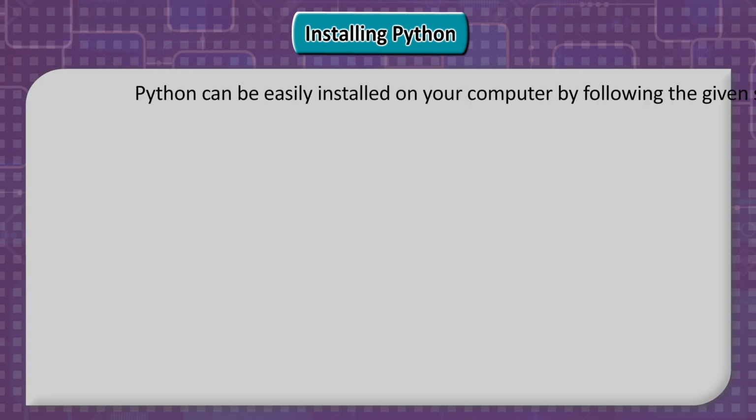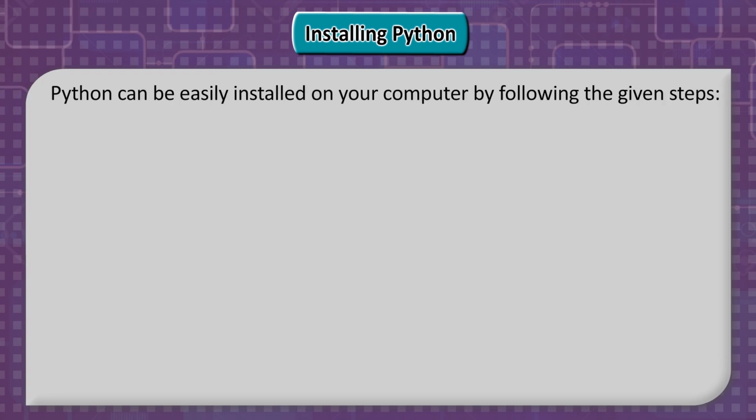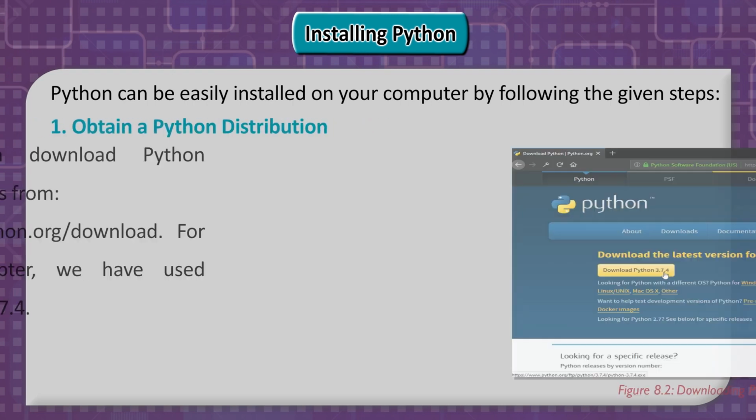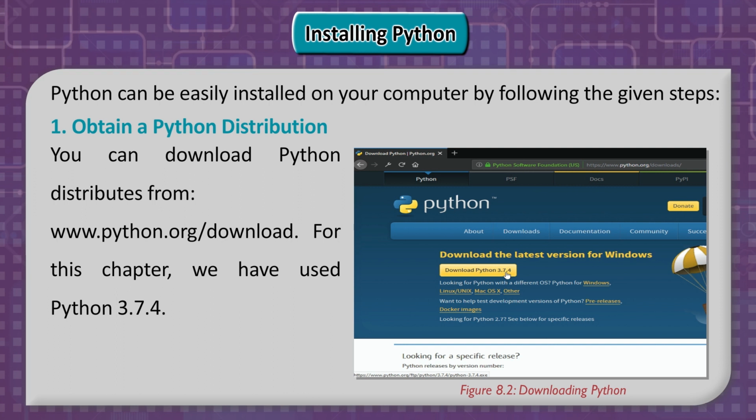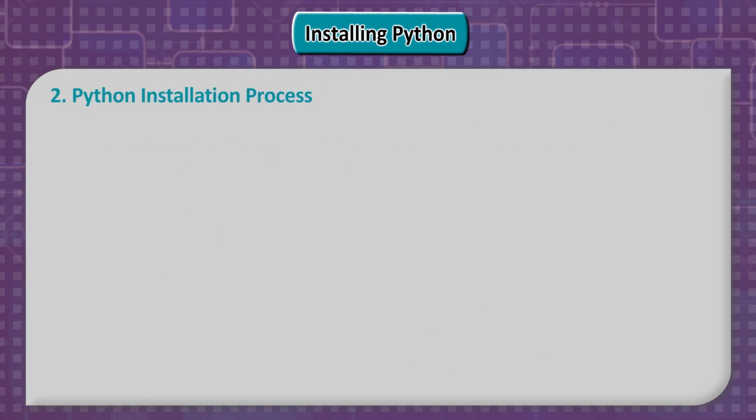Installing Python. Python can be easily installed on your computer by following the given steps. 1. Obtain a Python distribution. You can download Python distributions from www.python.org/download. For this chapter, we have used Python 3.7.4. Figure 8.2. Downloading Python.